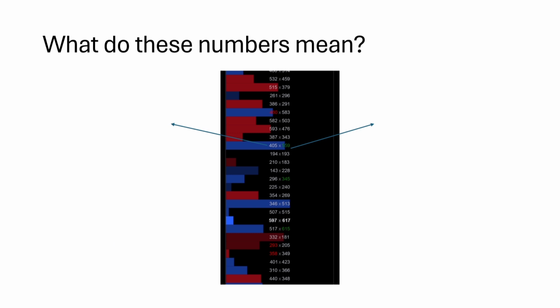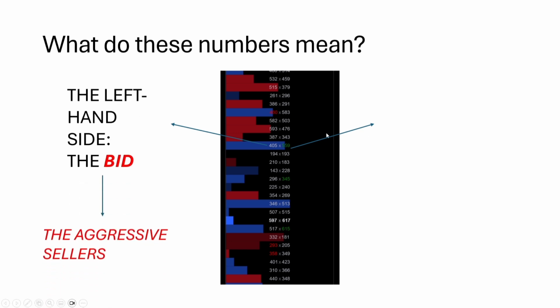So let's put some context to this. Let's say this is a 5-minute candle. This number here is 405. The way you want to interpret this, very simply, is there are 405 aggressive sellers. So there are 405 active, real-time, in-the-now sellers that are trying to drive price down.